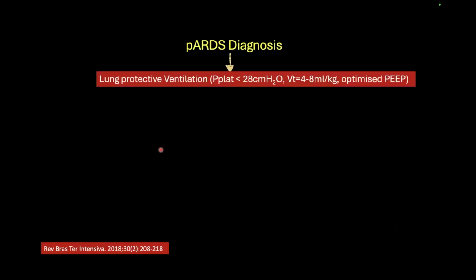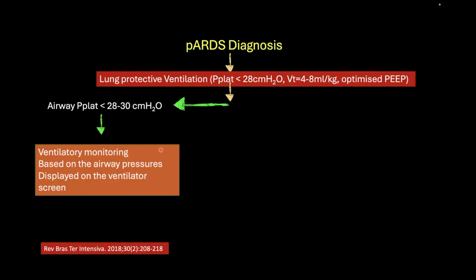So once you diagnose ARDS, you need to apply lung protective ventilator strategies like keeping the plateau pressure less than 28 and tidal volume of around 4 to 8 ml per kg, that is low tidal volume and high PEEP strategy. Optimize your PEEP, and then you see if you are able to maintain your plateau pressure less than 28, that means you're in a good comfortable zone. Continue your ventilatory monitoring, and just monitor your airway pressures, which are displayed on the ventilator screen.